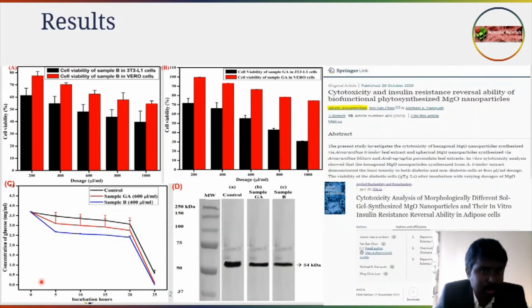So here is the results of our study. You can see our results in these two articles. So this shows the cytotoxic analysis MTT assay in both 3T3L1 and Vero cells. Sample B is Sol-Gel synthesized hexagonal shaped MgO nanoparticle, and sample GA is from Andrographis paniculata, sorry, not Andrographis paniculata, like Amaranthus tricolor, the red spinach one, and it has been transformed from spherical to hexagonal by using pH alterations. Right, so the hexagonal shaped green synthesized MgO nanoparticles, the results are present here.